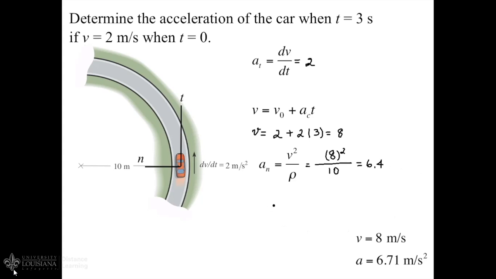Now that I know it, I can find the acceleration of the car by using Pythagorean's theorem. And that will give us the following. First, 2 squared, that's the a sub t component. And then finally, 6.4 squared, our a sub n component. Working this out, of course, you get the answer of 6.71 meters per second squared. And again, realize that the acceleration has 2 components, and so it won't be tangent to the path. It'll be directed somewhat like this.